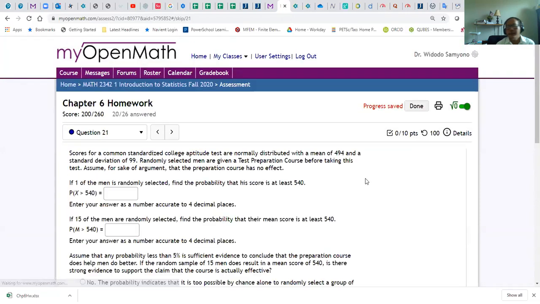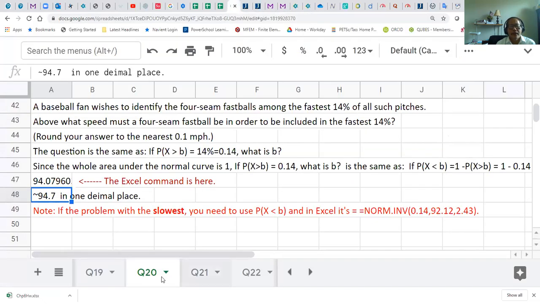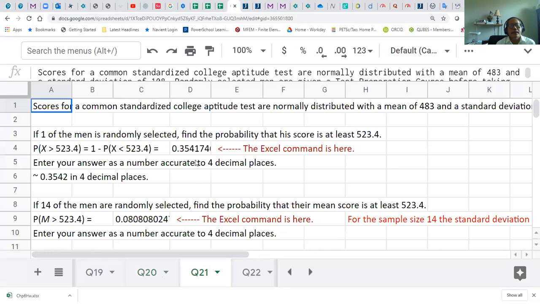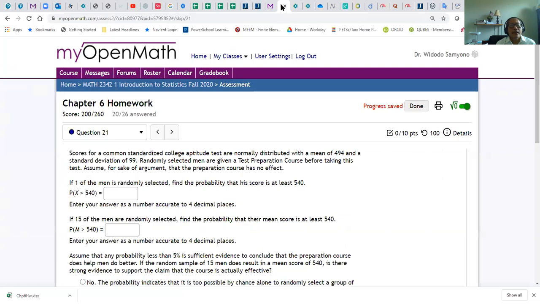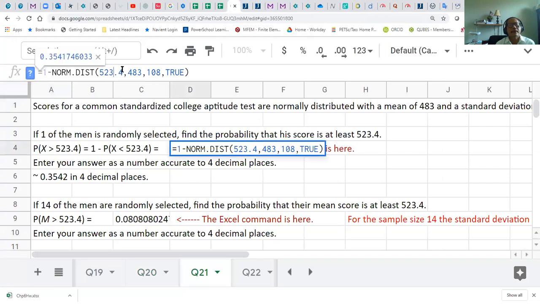Okay, let's go to number 21. I think we still have time. Okay, so it's the same thing. You can see here, because it's less than, you need to subtract from 1, right? Let's see what the problem in the exam is. Yeah, so you need to subtract from 1. Just change the number here. So for this one, 540.